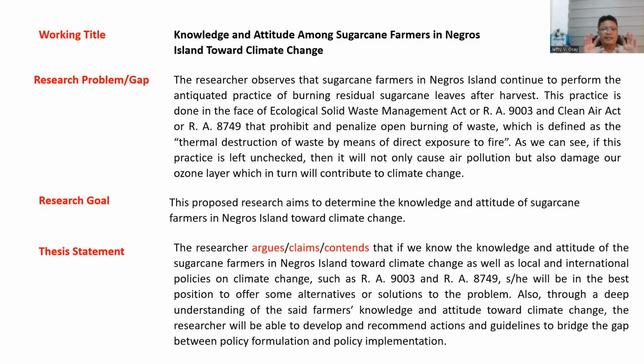But in this case, let me just read the working title, the research gap, and the research goal, discuss it a bit, and then I will explain the thesis statement at the end of the day. So the working title of this proposed research is Knowledge and Attitude Among Sugarcane Farmers in Negros Island Toward Climate Change. And then what's the problem?